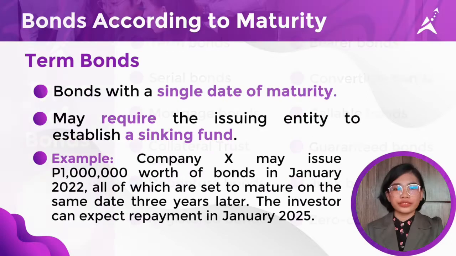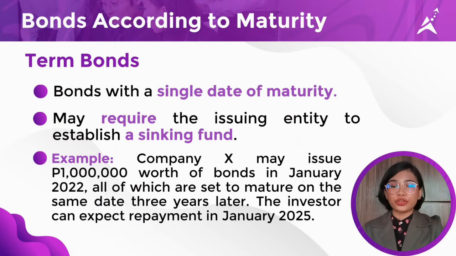Let's start with bonds according to maturity. So we have term and serial bonds. Term bonds are bonds with a single date of maturity. In short, there is a fixed or specific date of payment, isang beses lang na pagbabayad ng buong principal. Also, term bonds require the issuing entity to establish a sinking fund. A sinking fund is a fund containing money set aside to pay off a debt or bond.